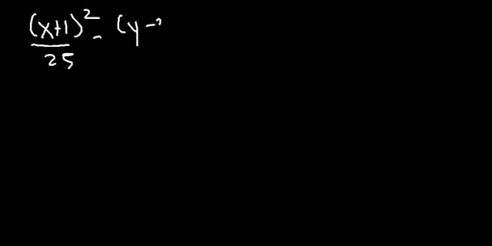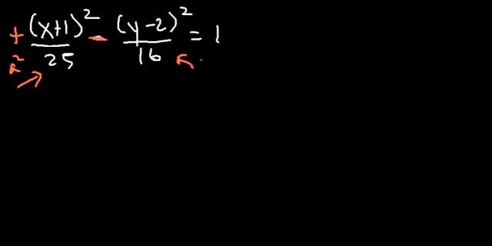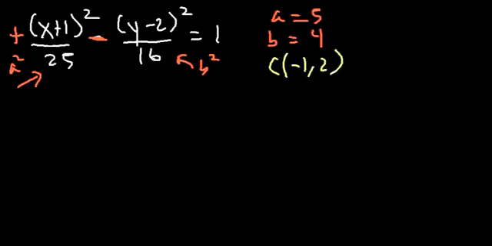So let's say we have (x plus 1) squared over 25 minus (y minus 2) squared over 16. So a squared is the first number. It's not the bigger or the smaller one, it's whichever comes first, whichever is positive. And the second one is usually negative, so that's b squared. So we know that a is 5 and b is 4. And the center is -1, +2. Just don't forget to change the signs.